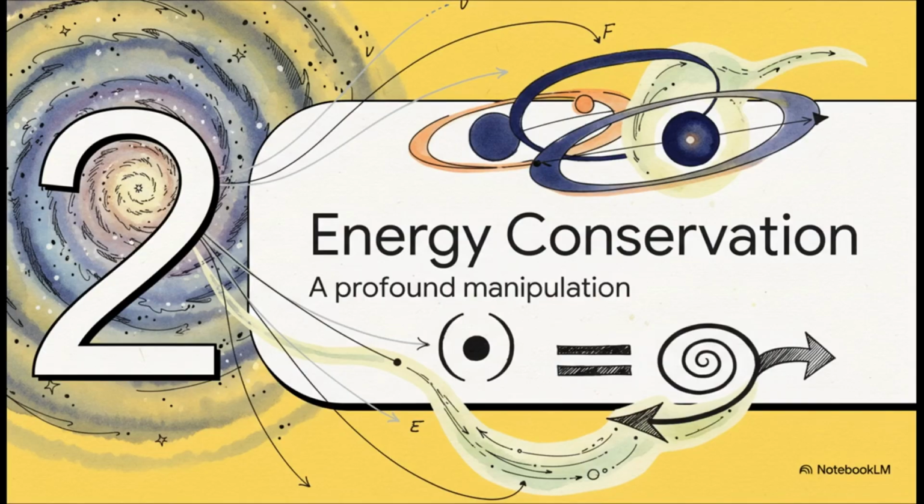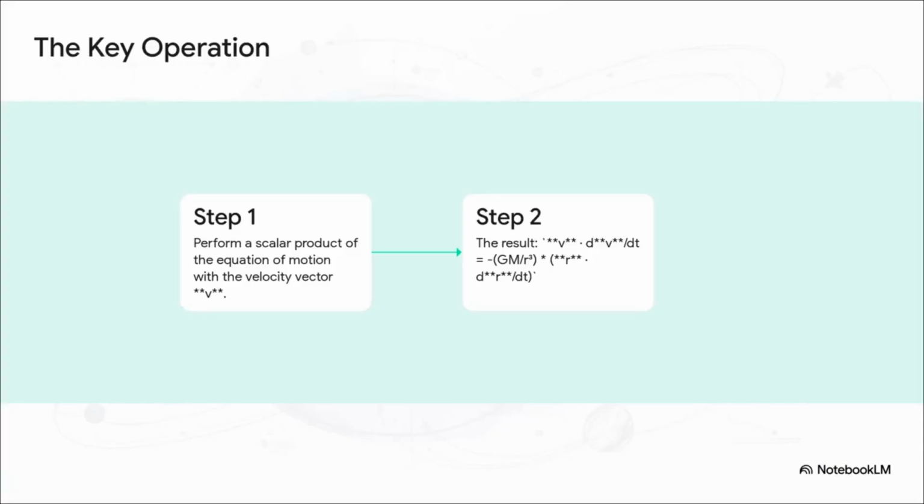This isn't just a random trick. It's a standard technique physicists use to hunt for conserved quantities. We're going to take the scalar or dot product of the entire equation with the velocity vector, v. So why on earth would we do this? Well, you see, the dot product connects the force acting on the body with the body's actual motion. We're essentially asking the equation, how is the work done by gravity affecting the object's speed? This step is the bridge that takes us from the world of forces and vectors to the world of work and energy, which are much simpler scalar quantities.